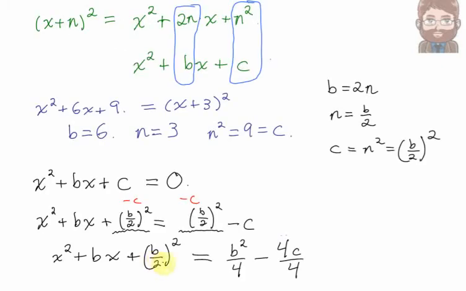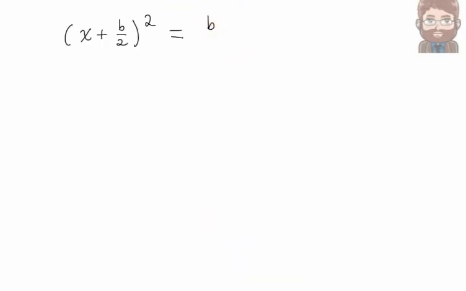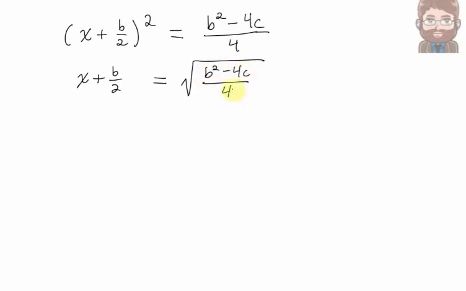On the left-hand side, we had (x plus n) quantity squared, and remember, n is b over 2, equals, let's go back for a second, b squared over 4 minus 4c over 4, b squared minus 4c all over 4. Now if we take the square root of both sides, x plus b over 2 is equal to the square root of (b squared minus 4c) over 4. Don't forget your plus or minus.